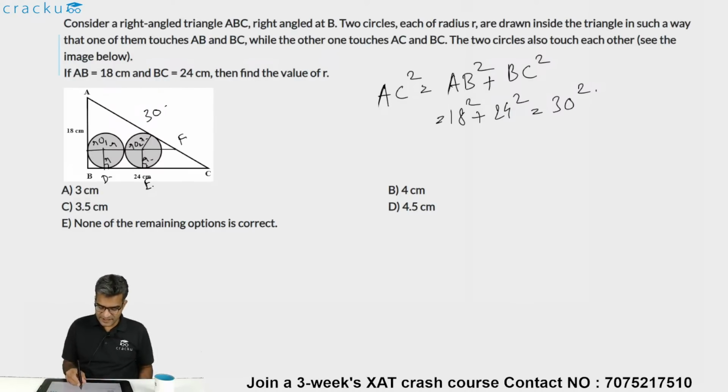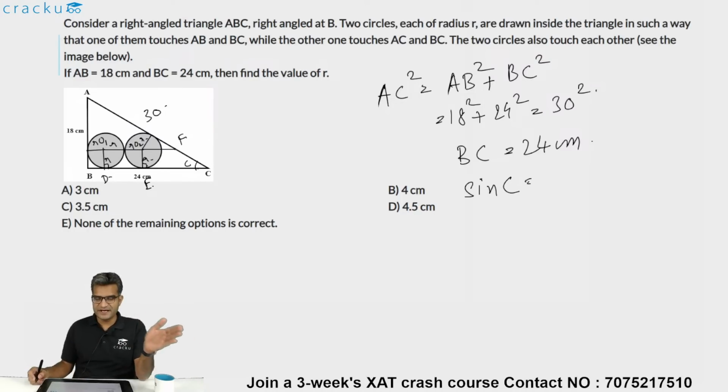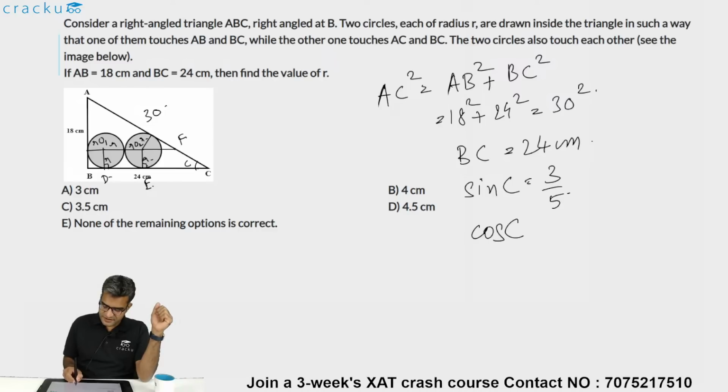What we know is that the length of BC overall is 24 centimeters. That is given to us. Similarly, looking at the angle C over here, what is the value of sine C? Sine C is the opposite side, which is 18, divided by the hypotenuse, which is 30, which is 3/5. What is the value of cos C? Cos C is the adjacent side, which is 24, divided by the hypotenuse, which is 30. So this is 4/5. Similarly, tan C is equal to 3/4, which is sin C divided by cos C.